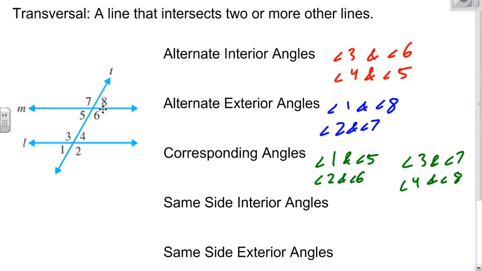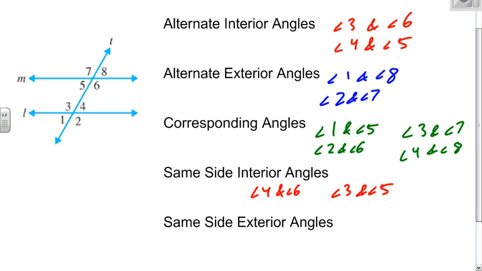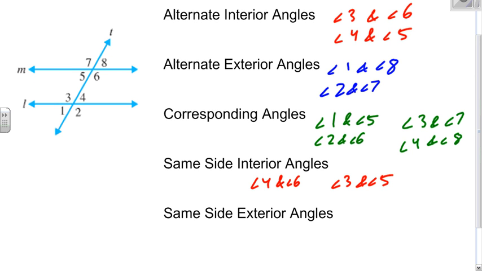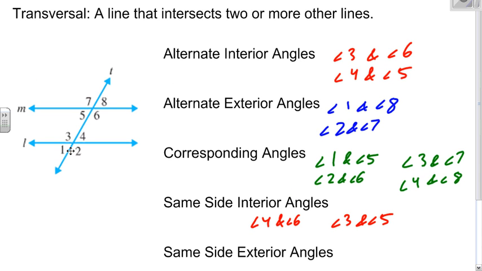Same side interior angles are interior, between the parallel lines, and on the same side, like angles 4 and 6, or 3 and 5. Same side exterior, just like it sounds, are on the same side of the transversal, but outside the two lines, like angle 1 and 7, or angle 2 and 8.